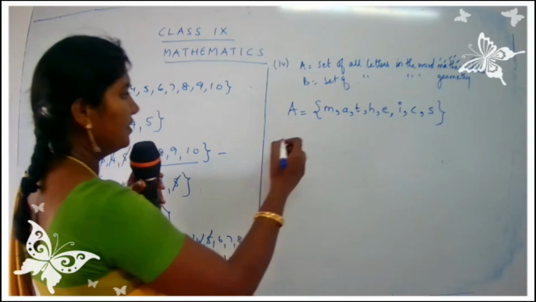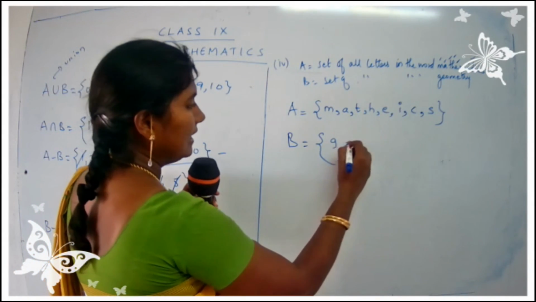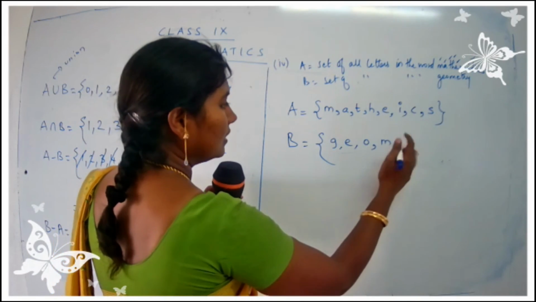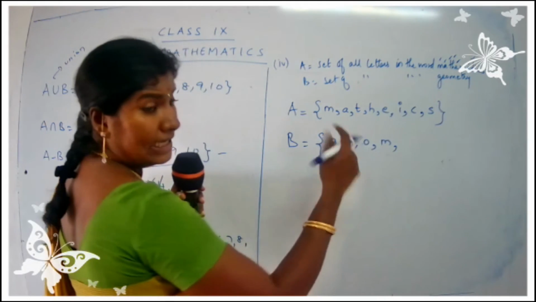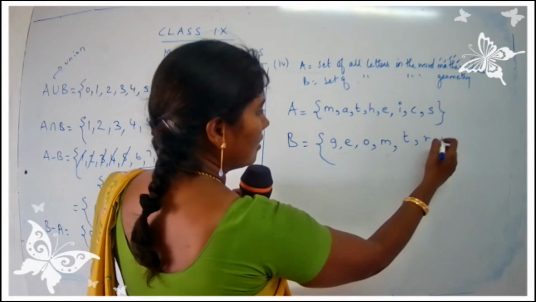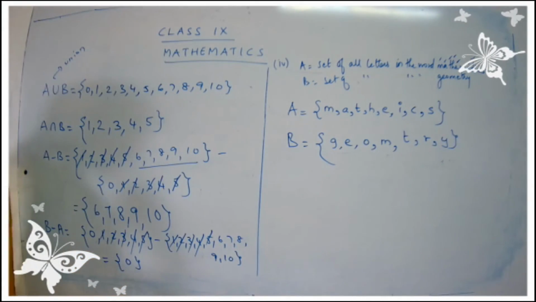Next one is geometry. So B is equal to geometry: G, E, O, M. E is already taken. Yes, children? E is already taken, so no need to write E again. T, R, Y. So A is M, A, T, H, E, I, C, S. And here B is G, E, O, M, T, R, Y.